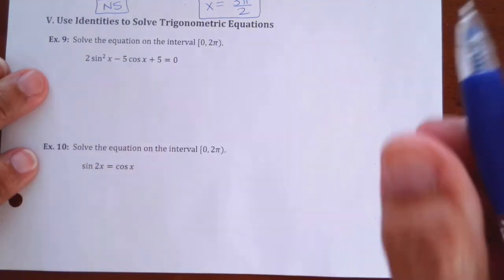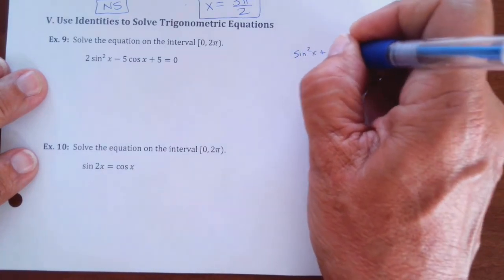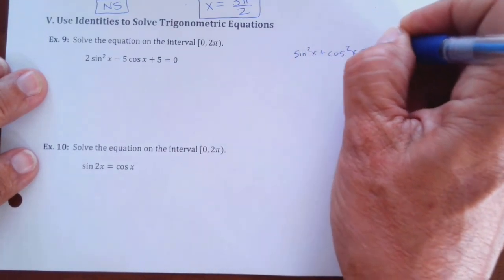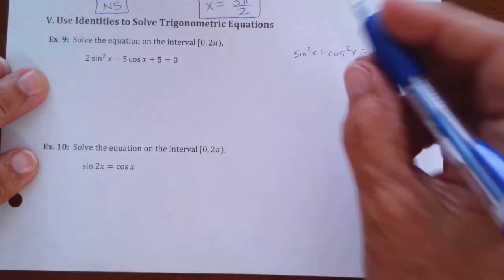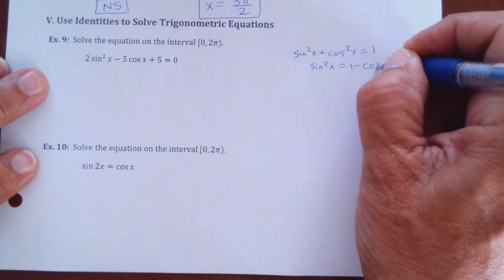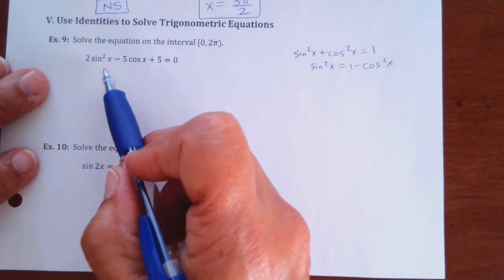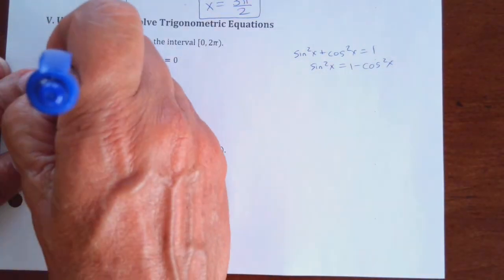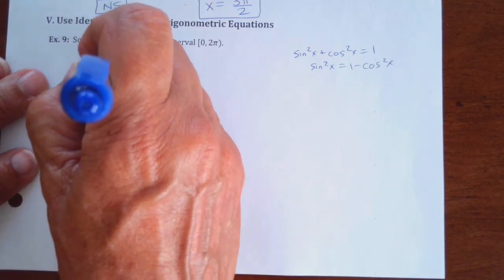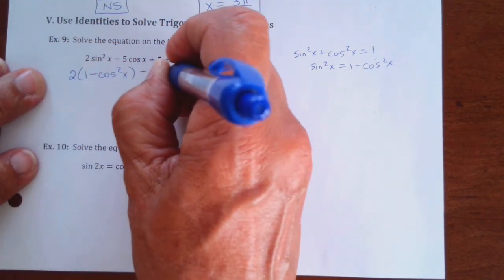So I know, remember that sine squared plus cosine squared equals 1, right? So if I move the cosine over, the sine squared is 1 minus cosine squared. So I'm going to substitute in 1 minus cosine squared for sine squared. So 2 is out front, then I'm going to replace it with 1 minus cosine squared. Here's the rest.